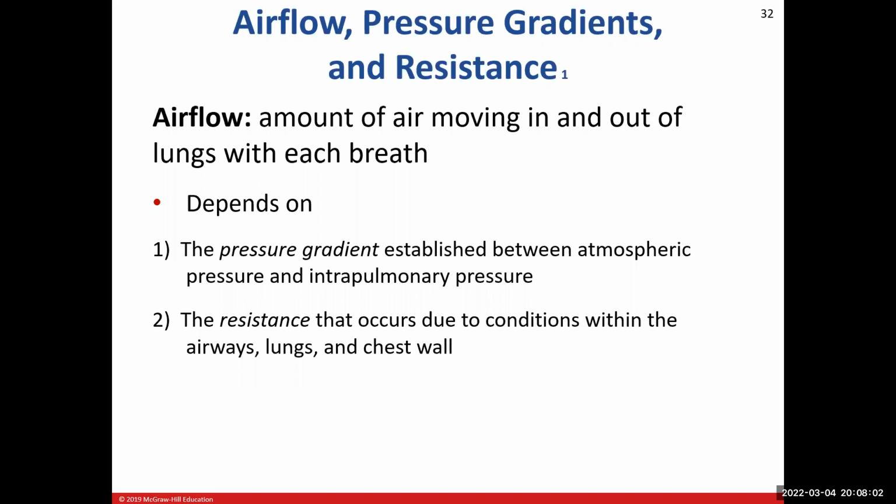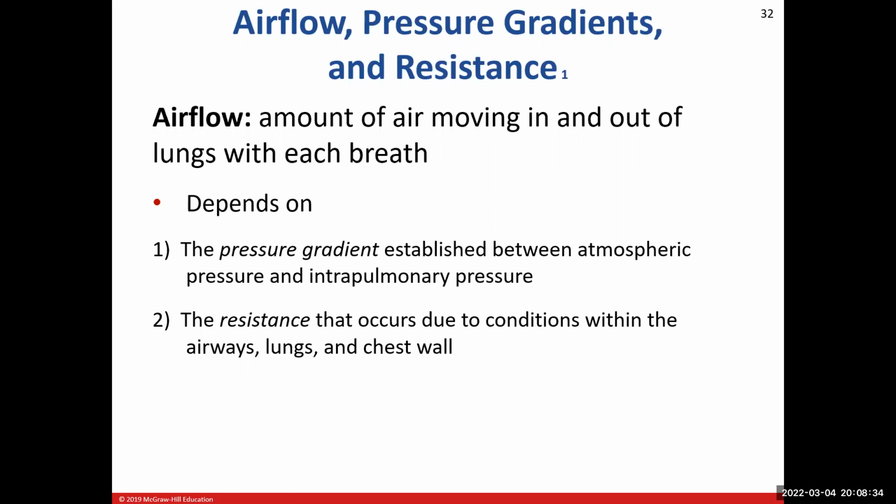That's dependent on two things: pressure gradient, which we spent a lot of time talking about in our previous video. That is going to be the pressure of air, in the atmospheric pressure, the pressure in the room that you're sitting in right now, or if you're outside. And then the other pressure is the intrapulmonary pressure, the pressure inside your lungs, specifically in the alveoli.